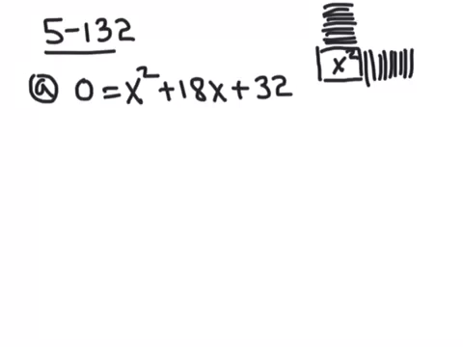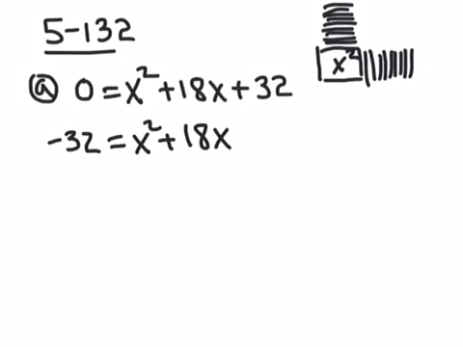Now this one is completing the square. So here's a homework problem actually. And what I'm going to do first is subtract 32 from both sides. 32 from this side, 32 from this side. So this is going to look like this. Okay, subtracted 32 from both sides.